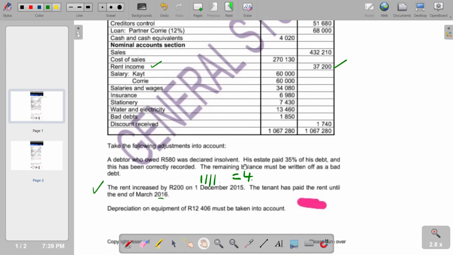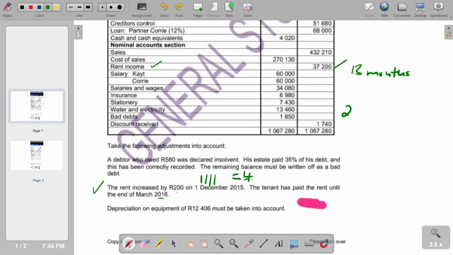But again, the figure that we are given, 37,200, has March inside, which means it's for 13 months. So we want to reduce it to 12 months. To do that, we have to remove the rent for March. We don't know the rate for March after the increase and before the increase, so we are going to remove the increased part that is inside 37,200. It increased for 4 months, and the increase was 200.